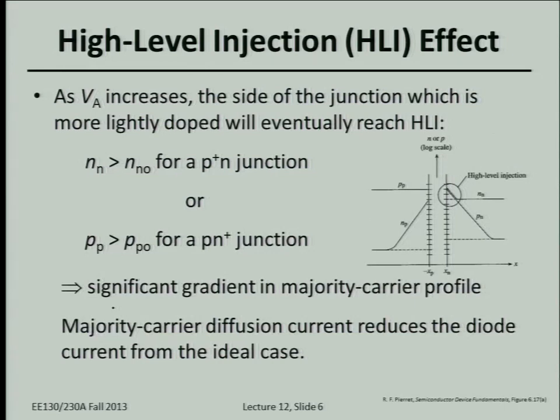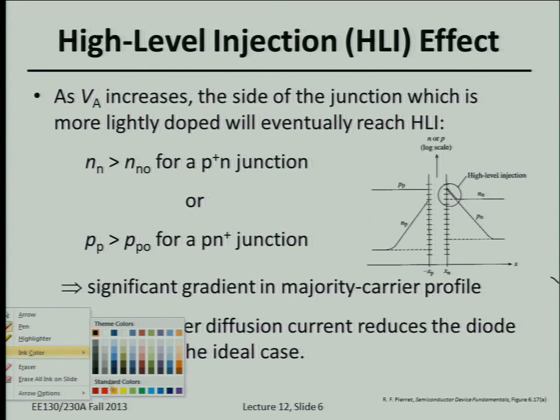So in order for them to be quasi-neutral, you also have to have excess majority carriers in the quasi-neutral regions. Normally under low-level injection, the excess majority carrier concentration is very small compared to the equilibrium concentration, so we sort of ignored it. But if you lower the potential barrier to diffusion enough, you inject orders of magnitude more minority carriers to each side.